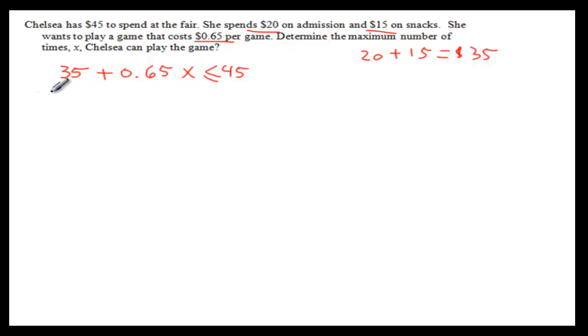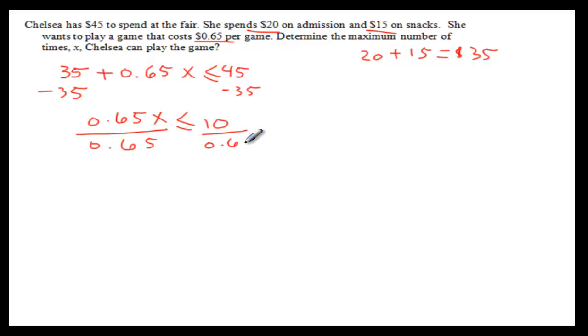Okay, let's solve this inequality. Subtract 35 from both sides. You get 0.65x less than or equal to 10. Then you divide both sides by 0.65. So you get x less than or equal to 10 divided by 0.65.